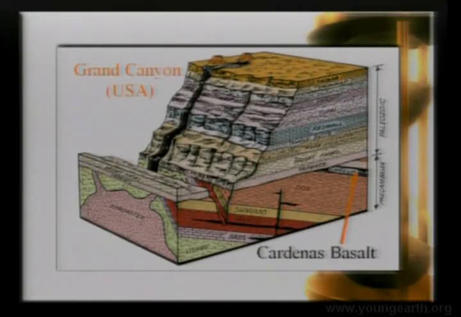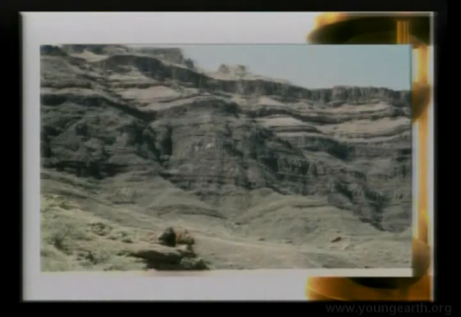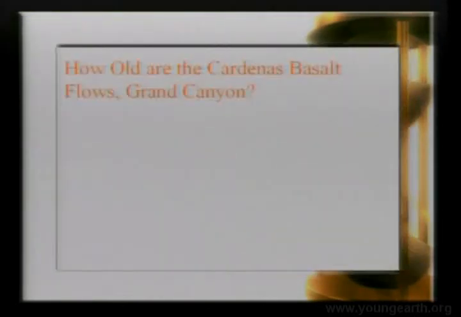Well, let's look at another. We mentioned the Cardenas basalt earlier. It's down in the bottom layers of the Grand Canyon. This is what it looks like from the south, from Desert View Tower. Those black rocks in that cliff there, they're all basalt lava flows. Here they are, up close and personal, and there's Steve in there, Steve Austin. We're in there collecting samples for this work.